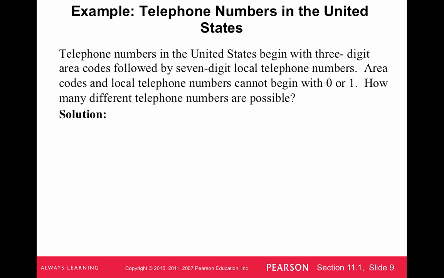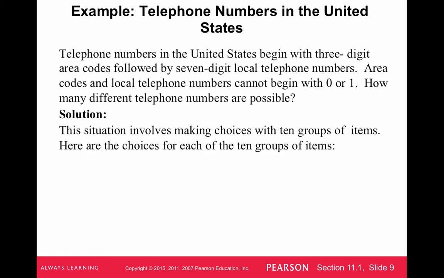Telephone numbers in the United States begin with 3-digit area codes followed by 7-digit local telephone numbers. Area codes and local telephone numbers cannot begin with 0 and 1. How many different telephone numbers are possible? So 3-digit plus 7-digit, there's going to be 10 stages of choices, but the number of options is going to be different depending on if it's the first number or not. So the situation involves making choices with 10 groups of items. Here are the choices for each of the 10 groups of items.